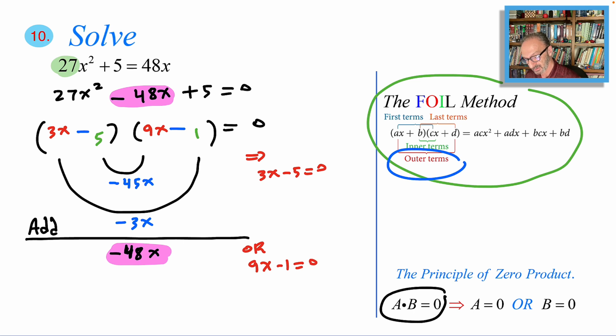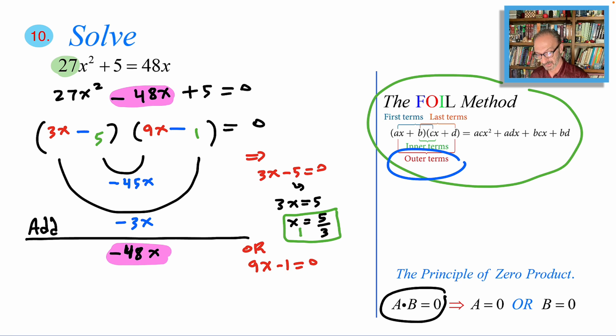Solving the first one, we could move the 5 to the other side. And now we have 3x equals 5. Divide both sides by 3. I get x equals 5 over 3. That is my first answer. And let's call it x1.